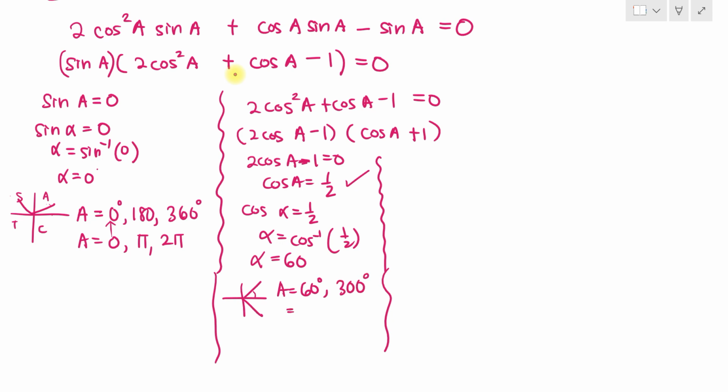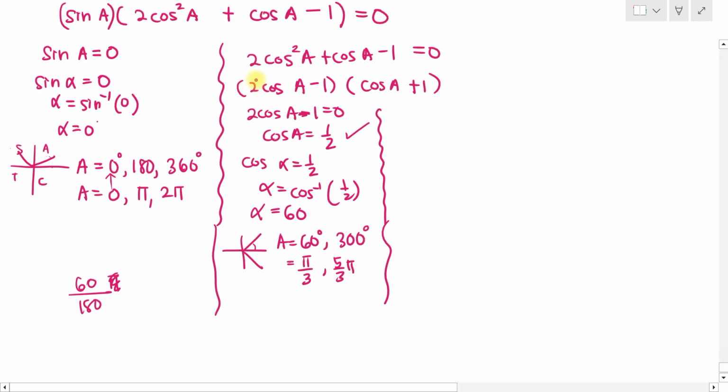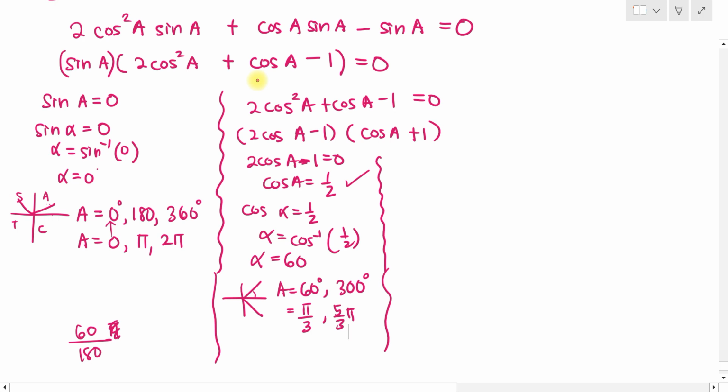So we want to convert to pi, very simple. 60, you divide by 180, and you put pi on top. Just 60 divide 180 and then put a pi there. 60 divide 180, what do I get? 1 over 3. So 1 over 3 pi, pi over 3. Same thing, 300 divide 180, I get 5 over 3, and then put a pi beside it. That is how you give it in terms of pi.